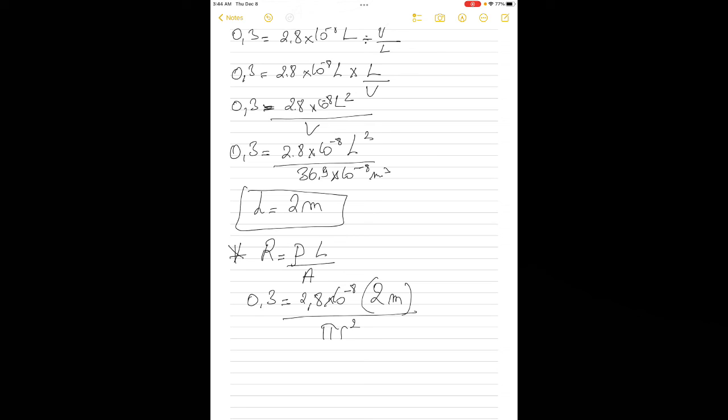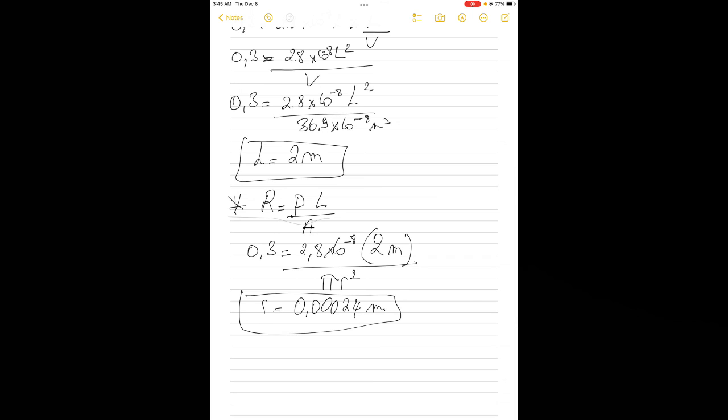And the square root of the result will give us the radius, which is 0.00024 meter, and the diameter is equal to 0.00048 meter.